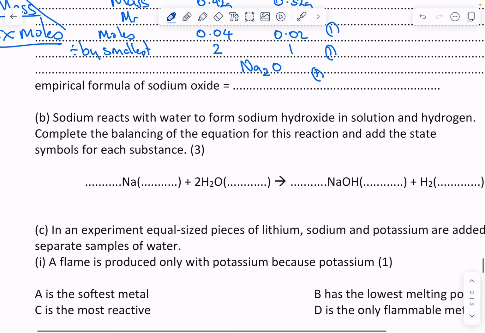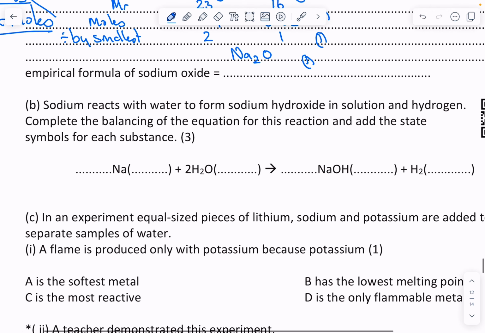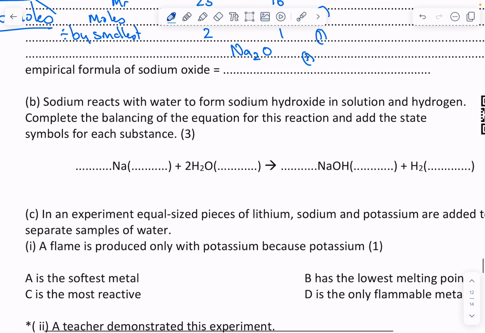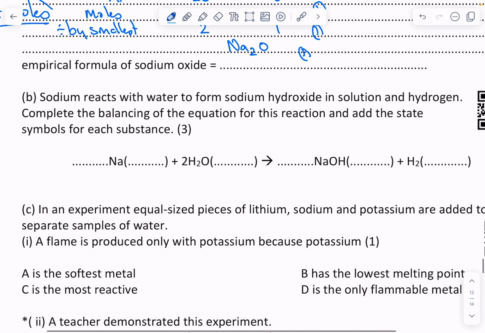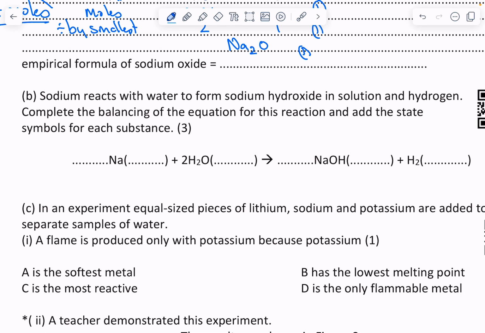Sodium reacts with water to form sodium hydroxide solution, and hydrogen. Complete the balanced equation for this reaction and add any state symbols. Let's do the state symbols first. So sodium in here is a metal, which means it is a solid, so that's an S. Water is a liquid, so we put an L. It tells us that sodium hydroxide is a solution, so solution means it is aqueous, which is AQ, and hydrogen, hopefully we remember that hydrogen is a gas, so that is a G.